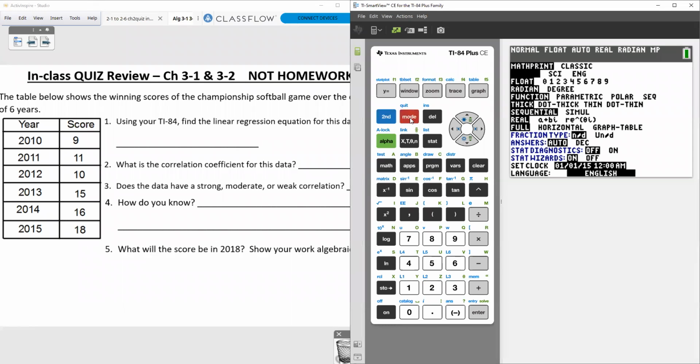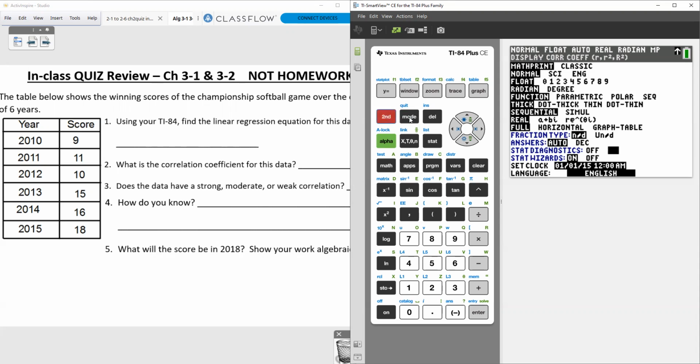You do this by going to the mode button, going down to stat diagnostics, and right tabbing over to on, and you have to hit enter. If you don't turn on your stat diagnostics, your R value will not show up. Your correlation coefficient, your R value will not show up.